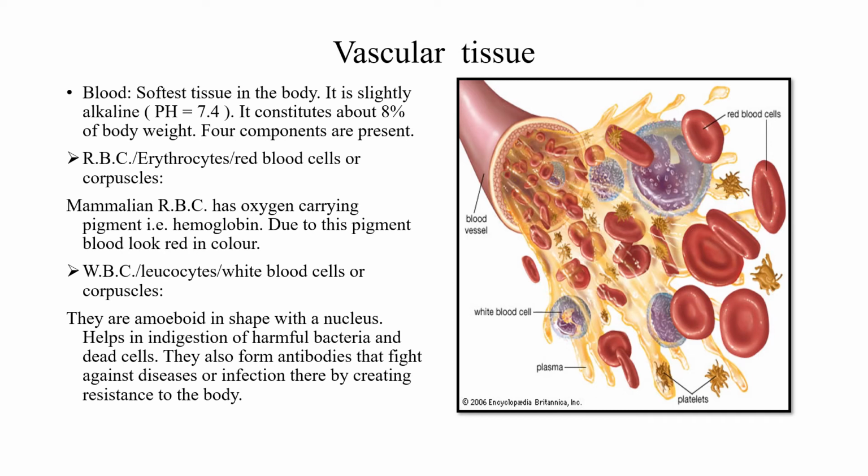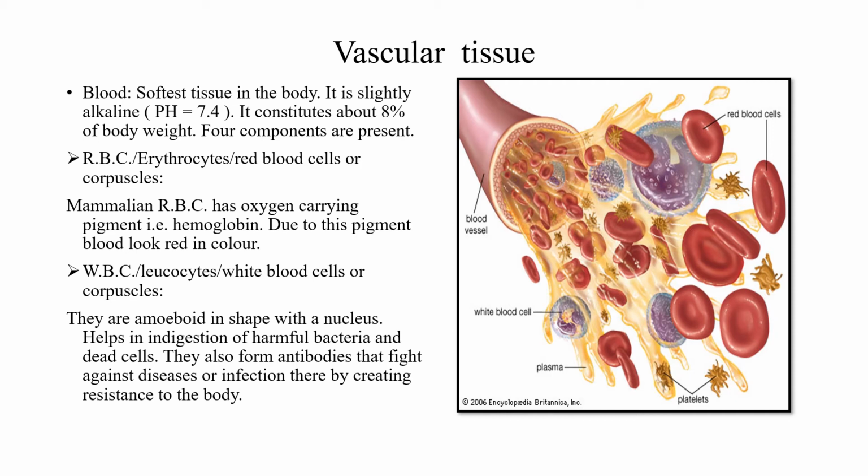Okay. RBC, that is red blood cell, otherwise known as erythrocytes, or we can say red blood corpuscles. Usually the mammalian RBC has oxygen carrying capacity because of the presence of hemoglobin. This pigment only gives red color to the blood. Heme is iron part, globin is protein part. So iron rich food we must take, then only hemoglobin amount will be normal. If it becomes reduced, then people get anemia.